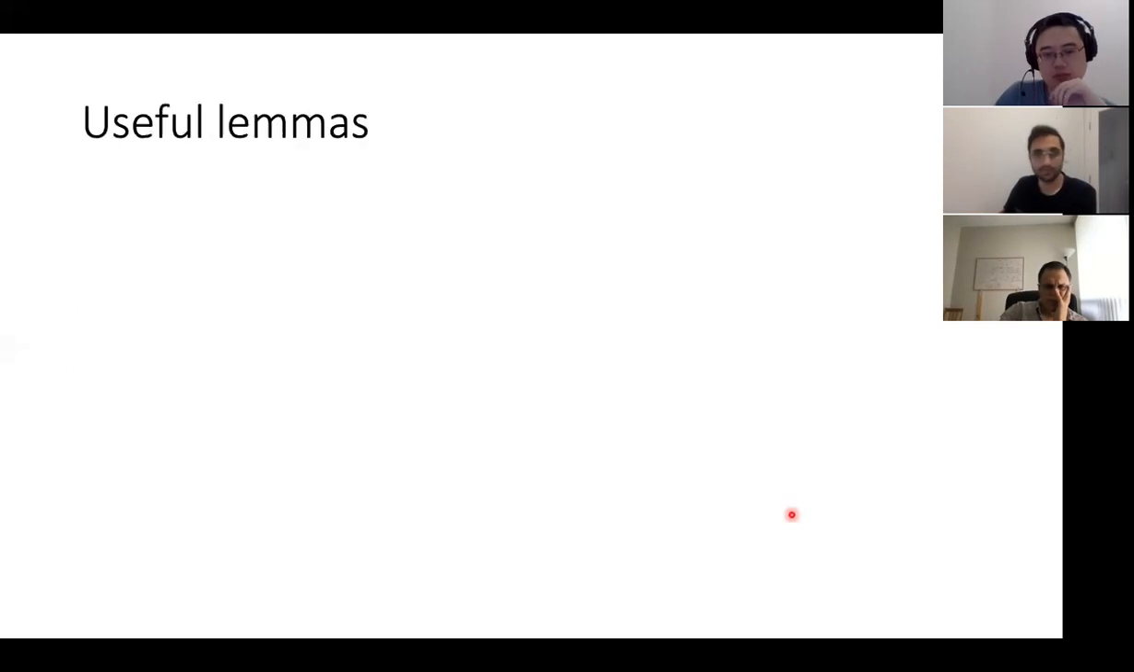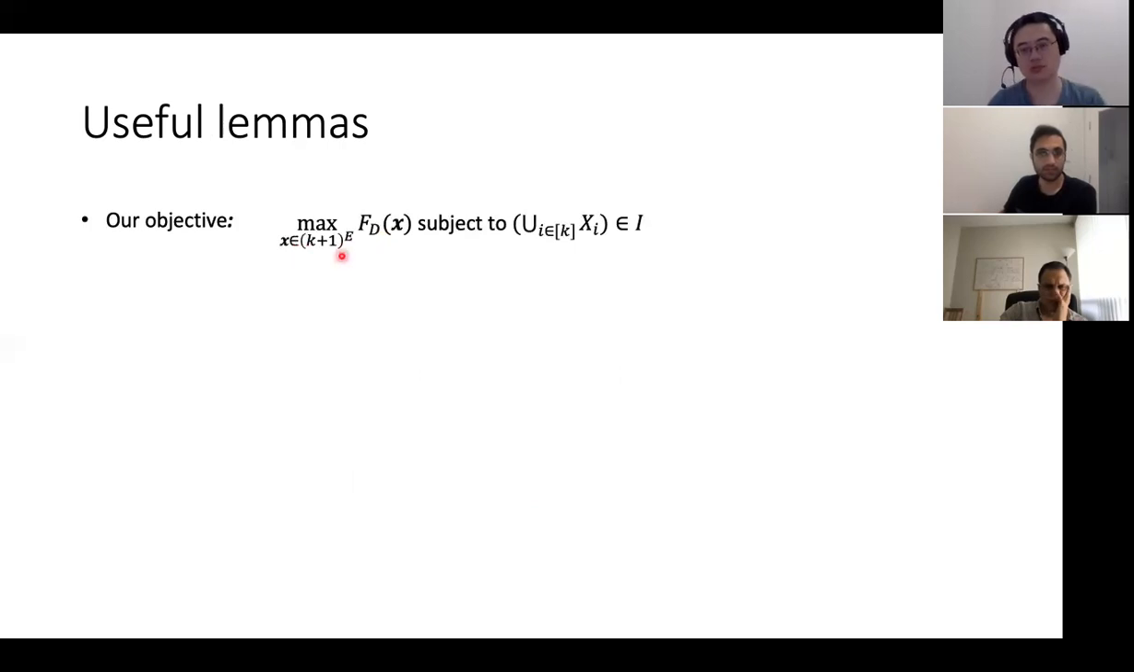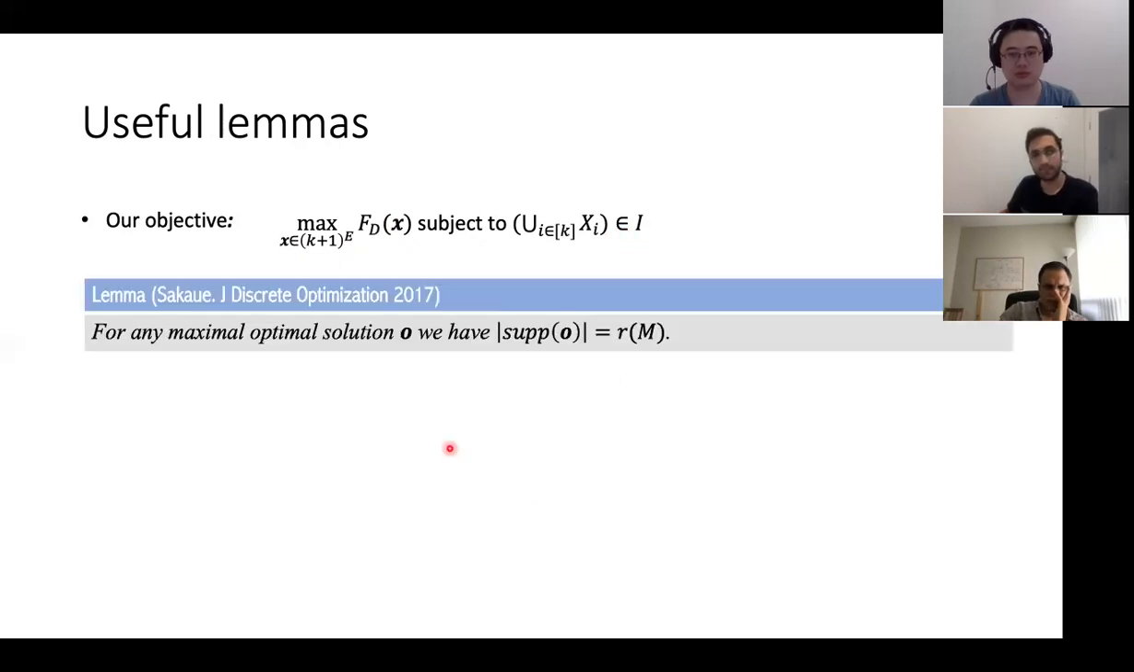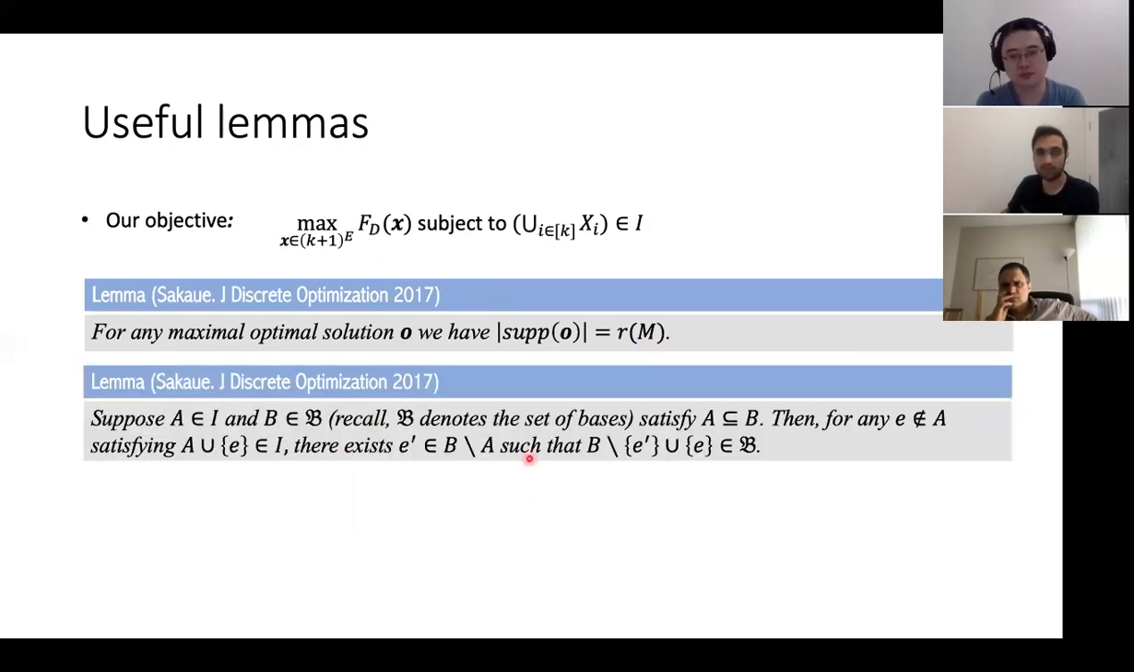Okay. Let's see some useful lemmas. What we want to do is look for a vector in {0, ..., k} to the power of E that maximizes the submodular function, subject to the union of the sets that I am considering being inside a matroid. The first lemma says that any optimal solution has rank-of-M (Rm) elements in it. The second lemma says if you don't have Rm elements in your current set, then there is always something that you can add and improve the quality of the function.